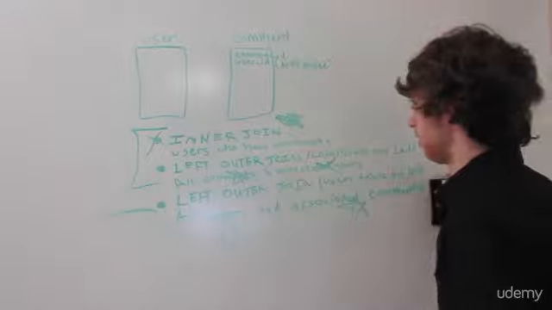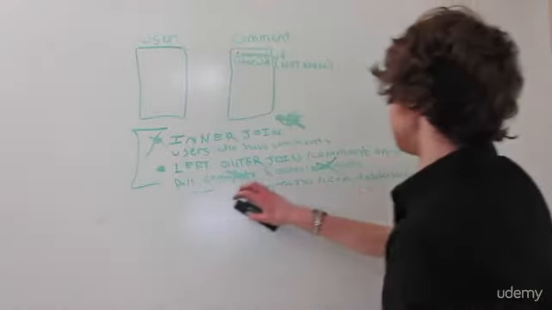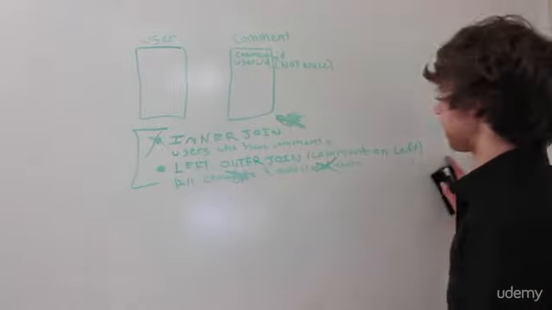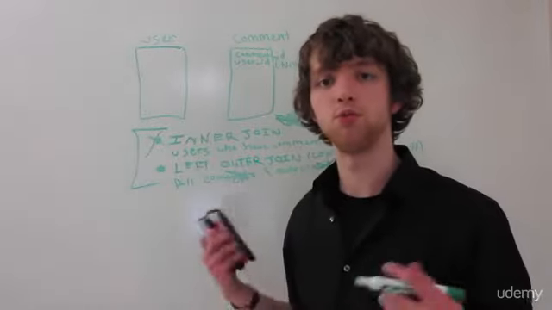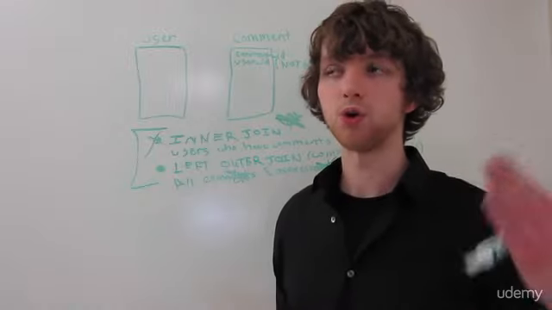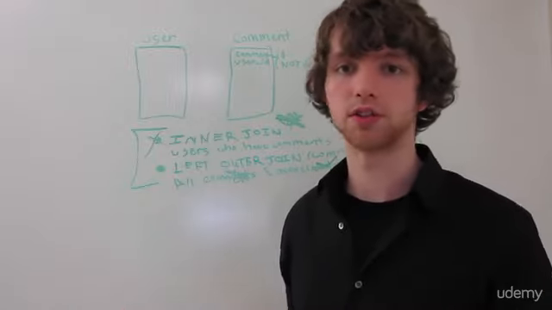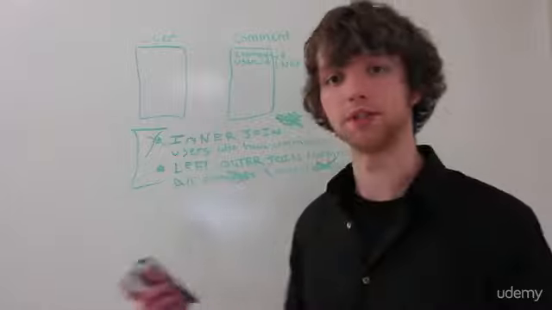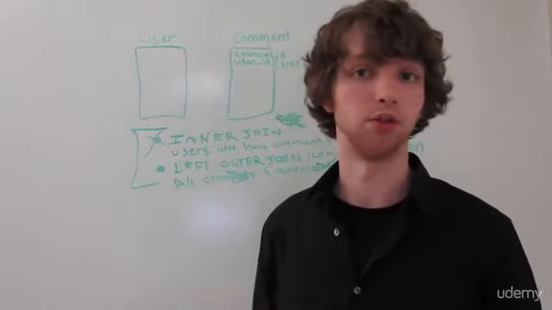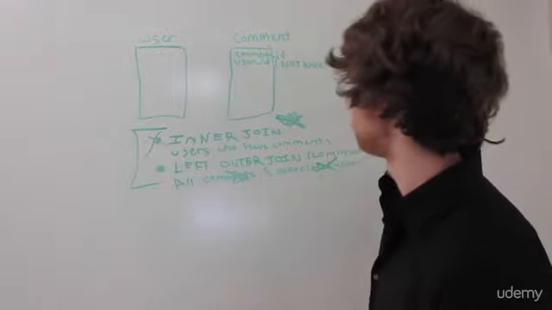So you may be wondering, which of these two should you use? Well, to be honest, it doesn't really matter. If you wanted to return all of the comments, don't worry about whether it's not null or not. Just use a left outer join with the comments on the left, and then you're guaranteed to have that. You don't have to worry about whether it's not null or not. So that's what I would do.